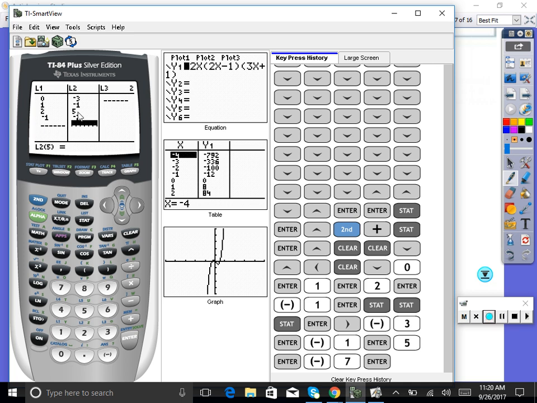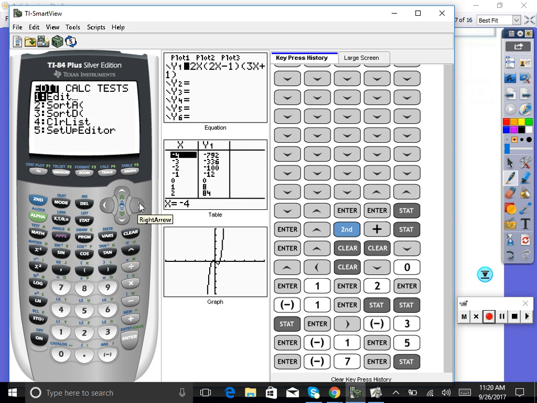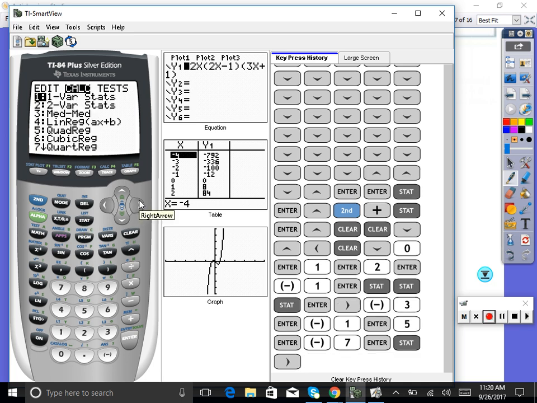Okay, now what we're going to do is we're going to hit stat. We've already done edit. But now we're going to go over, we've got to do some calculations. So we're going to scroll over to calculate. Now look, do you see it down here where it says linear regression line, quadratic regression line, cubic regression line, quartic regression line? We don't know if it's linear or quadratic or cubic or quartic, so we're going to test this out. Let's try linear first.